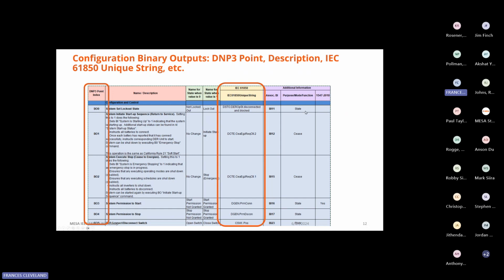So of course we have additional information, useful information, and some additional definitions. What does it mean when it's 0? What does it mean when it's a 1? But the key points are these two. There's this correlation between the unique string and the DNP3 point.